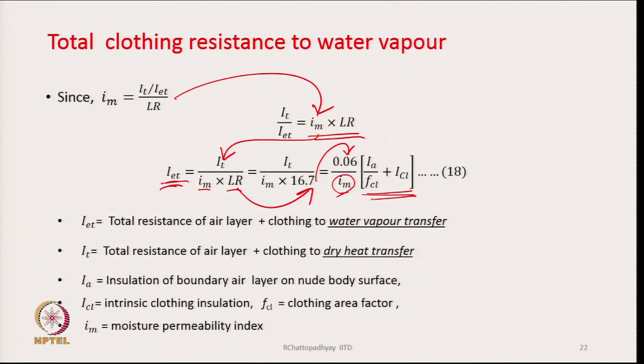So, total clothing resistance to water vapor is this Iet, and we can write Iet as 0.06 by Im, Ia by Fcl plus Icl. So, if I want to find it out and make use of these equations, I need to know the parameters: the value of Ia, value of Fcl, value of Icl, and the value of Im for that fabric also, then we can find it out.